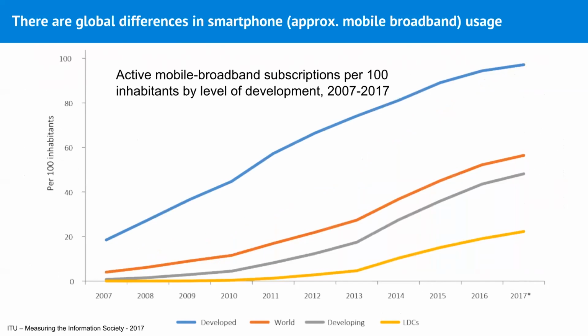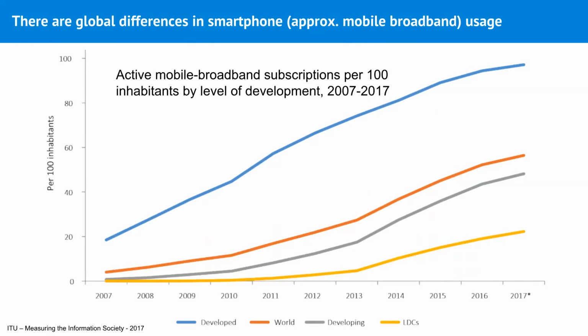But there's not a single global picture. The blue line is what's happening in the developed world. And active mobile broadband subscriptions are approaching 100 per inhabitants. So we looked at the picture in the United States. Of course, there are many countries who are way, way ahead. The Singapores, the South Koreas, and these sorts of countries, smaller population size. But in the developed countries, we're seeing a lot of accessible smartphone communities.